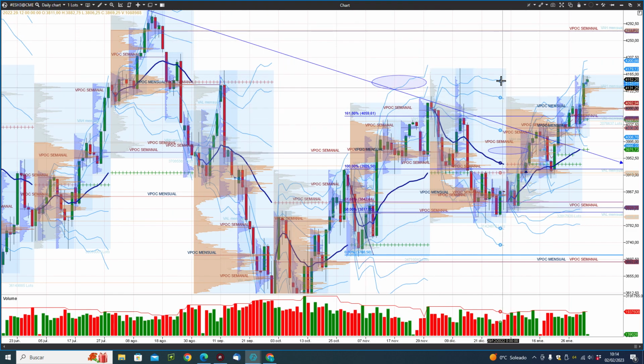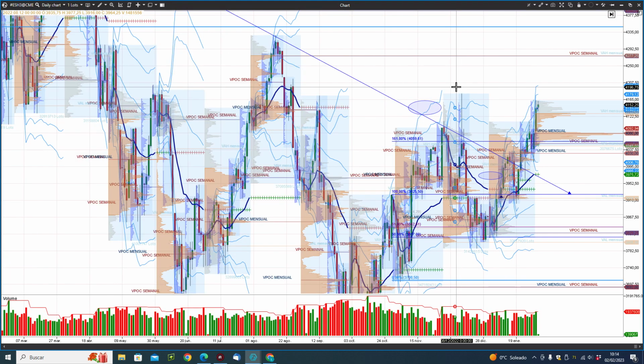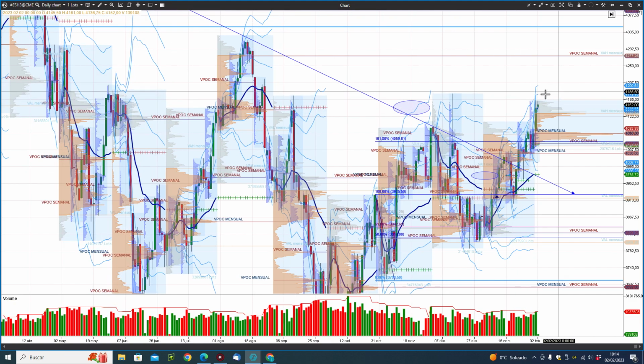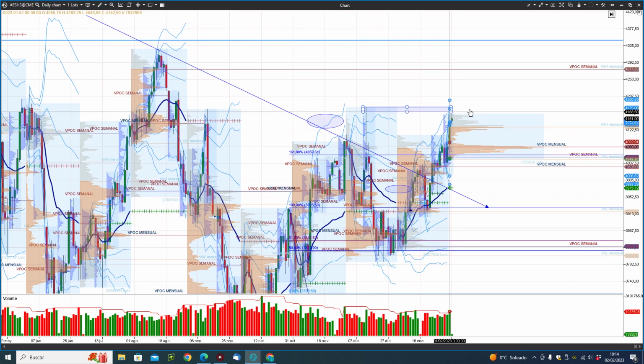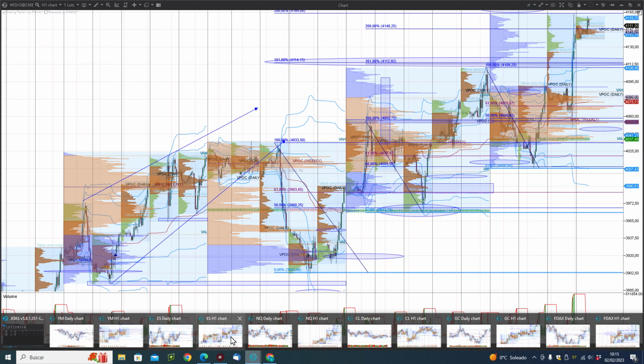Let's see what happened with S&P. S&P, the downtrend was broken, and now we're facing this monthly VPOC. This is a resistance zone, price action zone. We saw at this point, okay, 2 points where the price was rejected, and this is our first target. It's about 4,177.